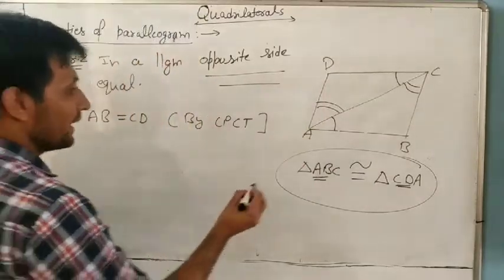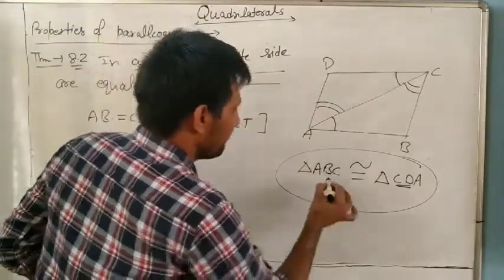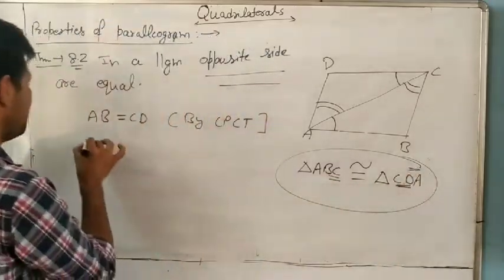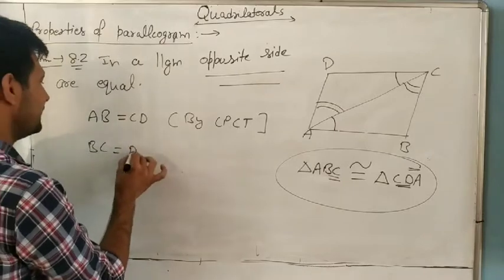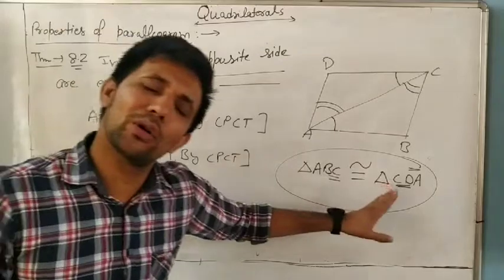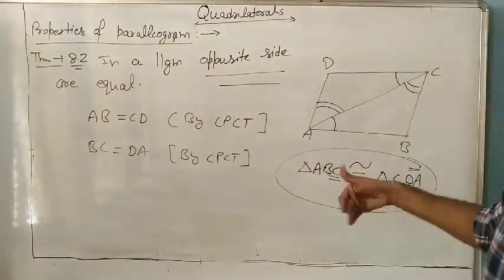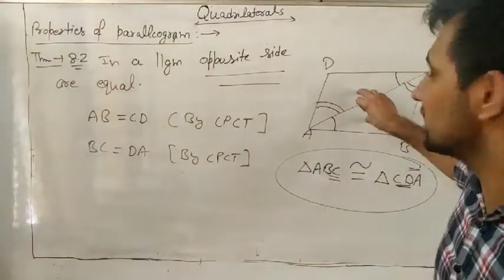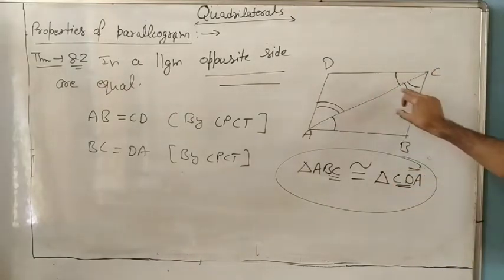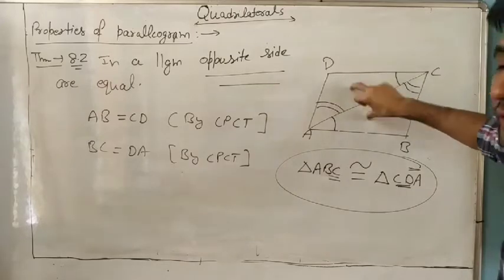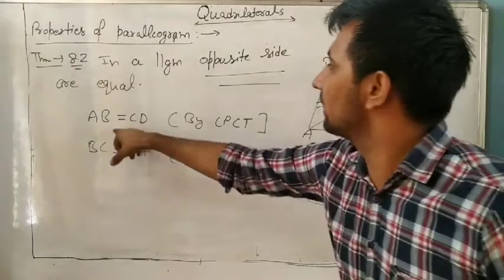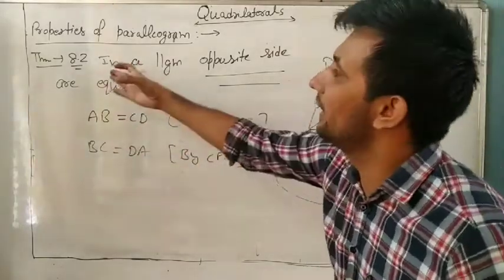Next, we will observe BC, last two. Here is also last two, DA. So BC equal to DA is also by CPCT. Because congruence we already proved in the first part. No need to show that again. First we will show that these two triangles are congruent. Any parallelogram, take its diagonal and prove that these two triangles are congruent. If two triangles are congruent, then corresponding parts are equal. After this we will write AB equal to CD by CPCT. And this one. So always remember.